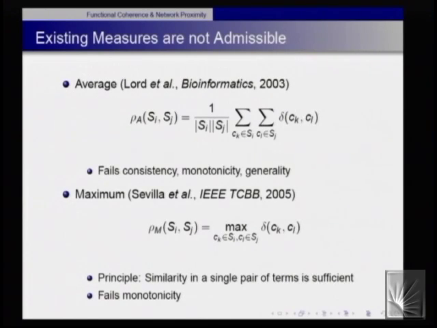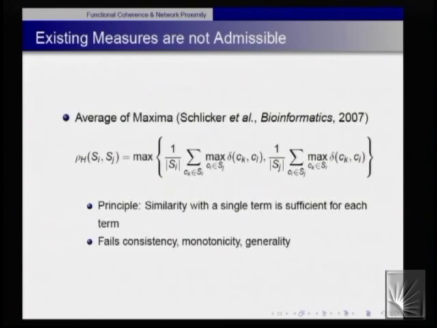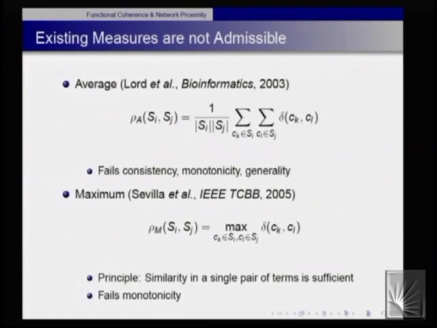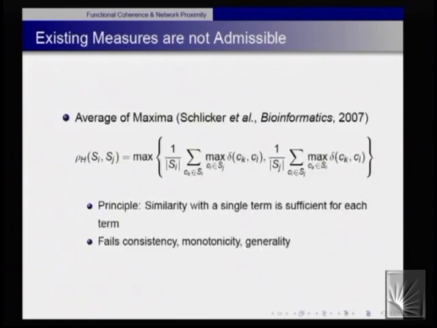And then we went ahead and analyzed whether they satisfy our rules, and the average doesn't satisfy anything other than symmetry. And similar for maximum. So you take the most similar ones, and it doesn't satisfy monotonicity. You can do a more informed analysis by taking the average of maxima, and these were all used previously. It fails again all the properties that we are asking for.